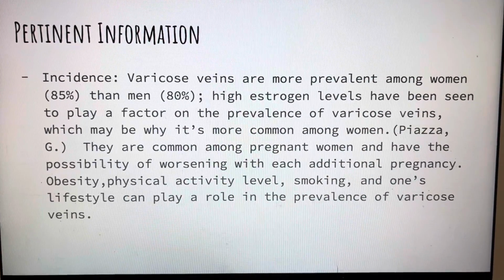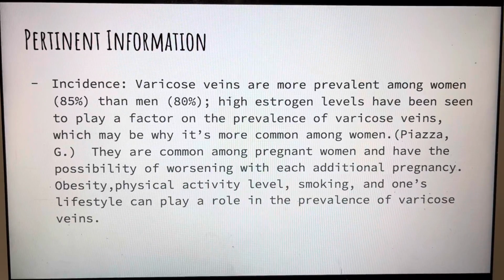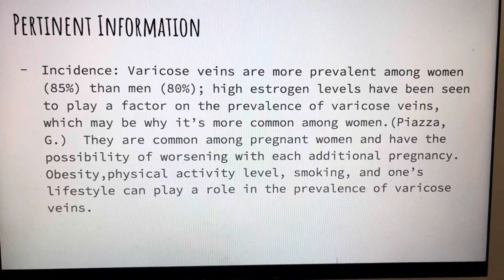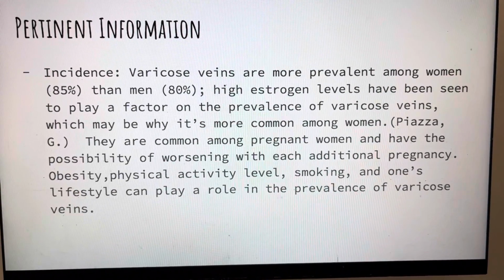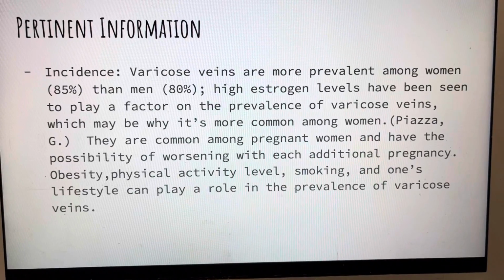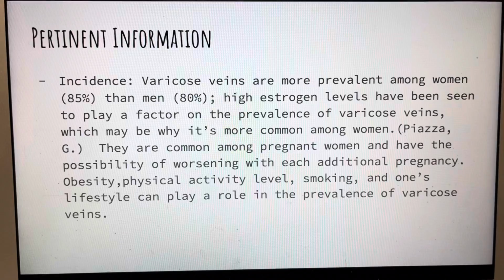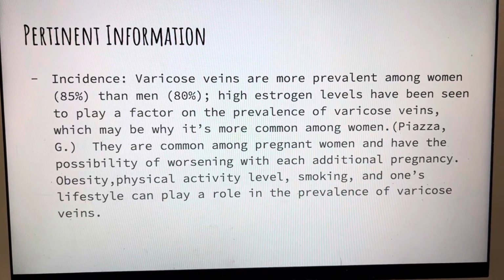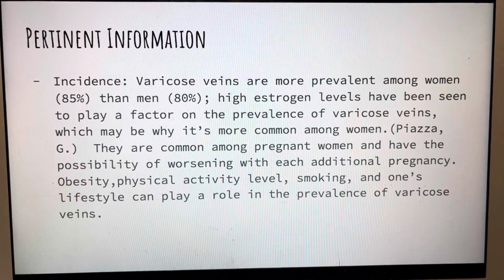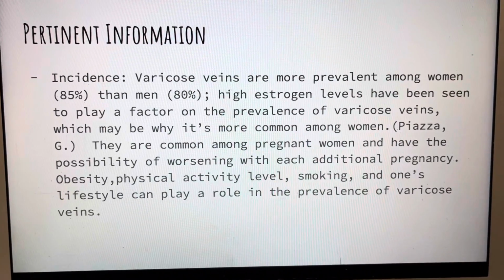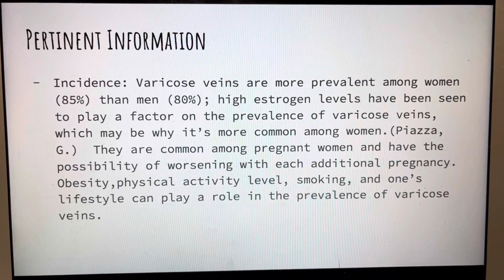Some pertinent information is that varicose veins are more prevalent among women rather than men. It is not a huge difference, but it is notable. High estrogen levels have been seen to play a factor in the prevalence of varicose veins, which may be why it's more common among women. Also, high estrogen levels may play a factor as to why it's more common among pregnant women, since it is noted that the estrogen hormone does seem to elevate when one is pregnant. It also has a possibility of worsening with each additional pregnancy.